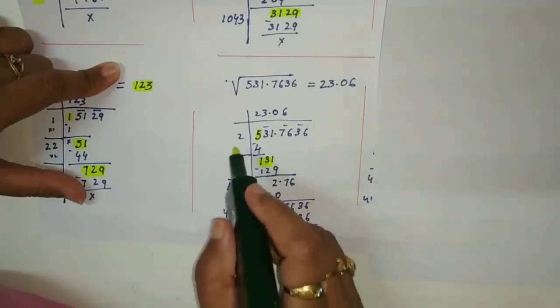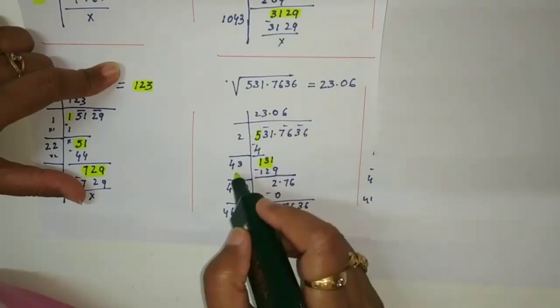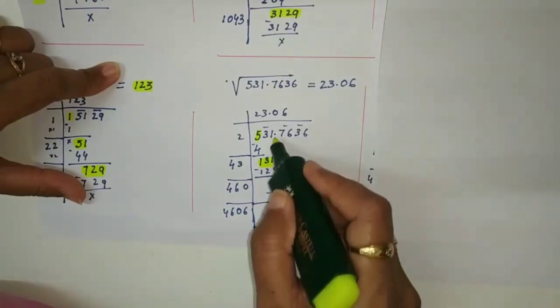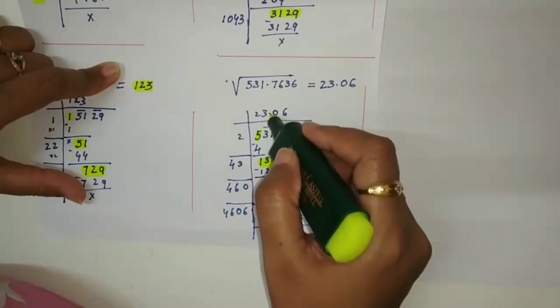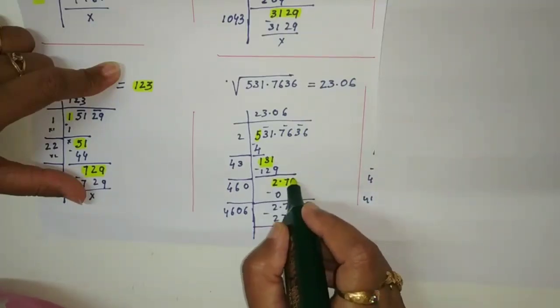So 131. 2 was the number taken. 2 plus 2, 4. Now the new number is 3. So 129. The difference is 2. Decimal. So a decimal in the quotient. The next pair comes down. So the number is 2.76.